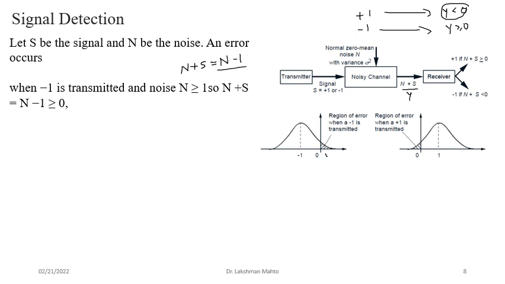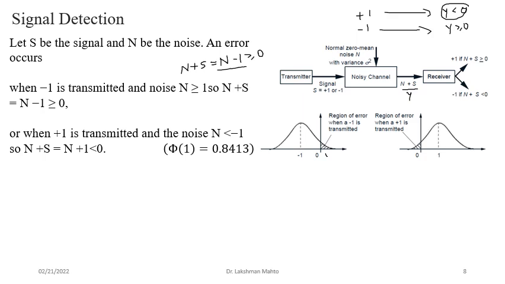So the chance of error is what? When minus 1 has been sent, but we observe the noisy signal, it is greater than or equal to... if N is greater than or equal to 1, and you add S to both sides, and S equals minus 1, then N plus S equals N minus 1, which would be minus 1 plus 1, that means 0. N plus S is greater than or equal to 0. So this is the chance of one error.